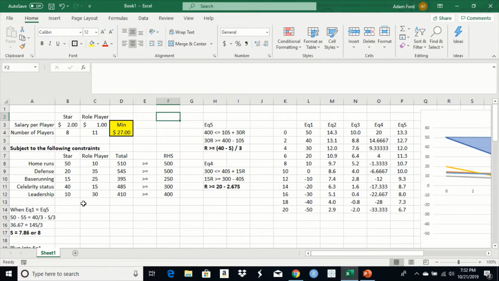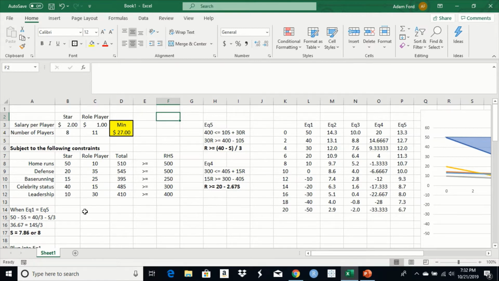So for home runs, for instance, your star player has a utility value of 50. A role player is not going to hit many home runs. He only has a utility value of 10 per player. Each star player is going to provide you a value of 20 defense. Each role player is going to be a little better on defense. He'll provide you a value of 35. Each star player will provide a base running value of 15. A role player will provide a value of 25. We need a minimum of 250 of that.